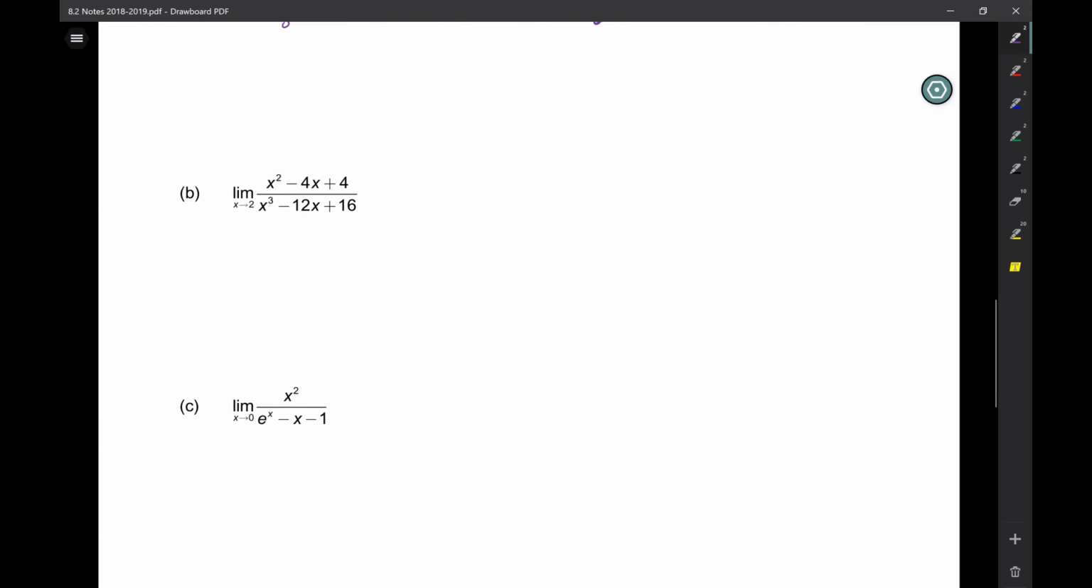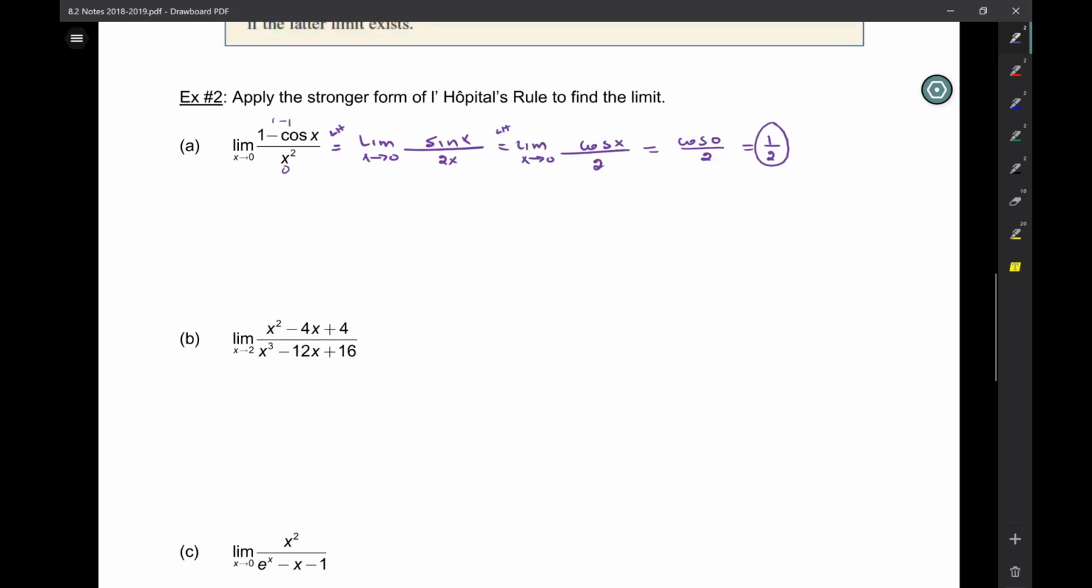So this one, always check if you are going to get a 0 over 0, because don't assume that just because it's under the L'Hopital's rule section that it's going to be a 0 over 0. Sometimes you could just plug it in the first time and you just get the number, right? So here it's 4 minus 8 plus 4. Oh, look, it's 0. 8 minus 24 plus 16. Oh my God, it's 0 over 0. I know what you're going to ask. Let me answer that later. So what now? L'Hopital's rule.